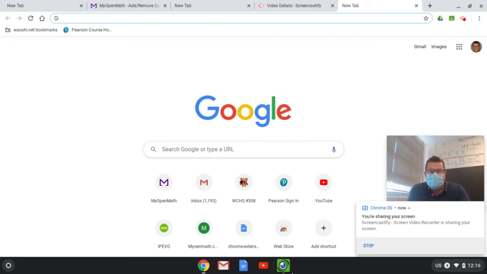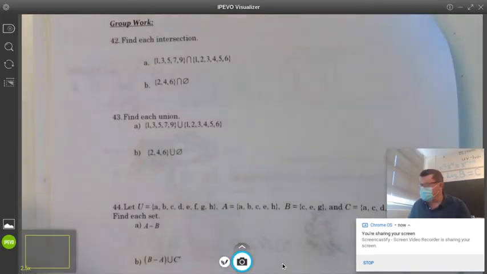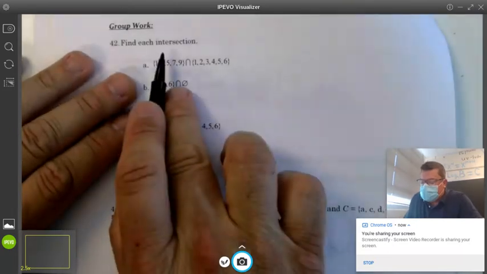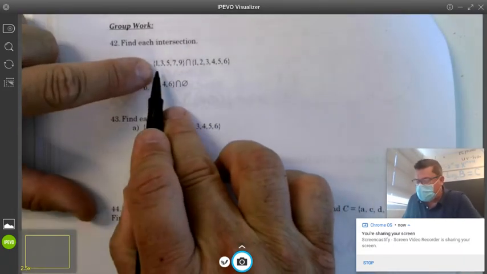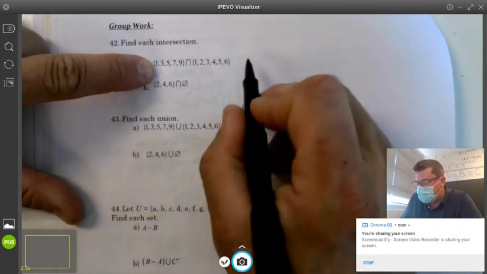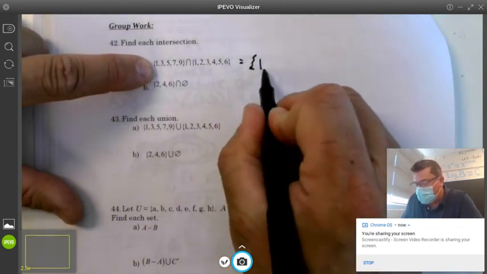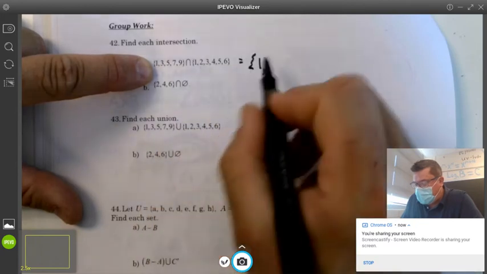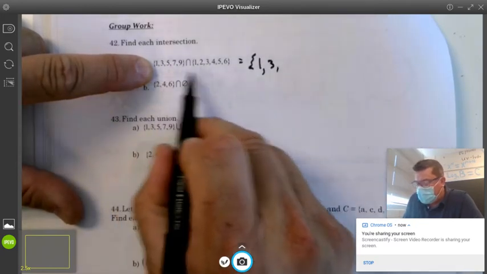Page 16 of this packet looks like this. Find the intersection. That means where do they overlap? What do they have in common? This one has a 1, this one has a 1. So in the intersection, 1. 3, 3. I'm 2 for 2. 5, 5.